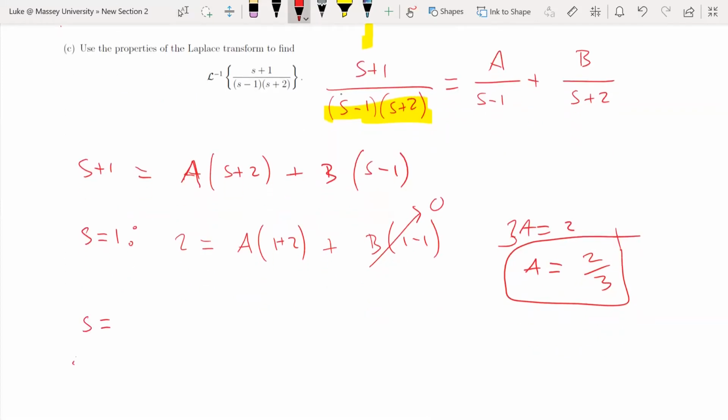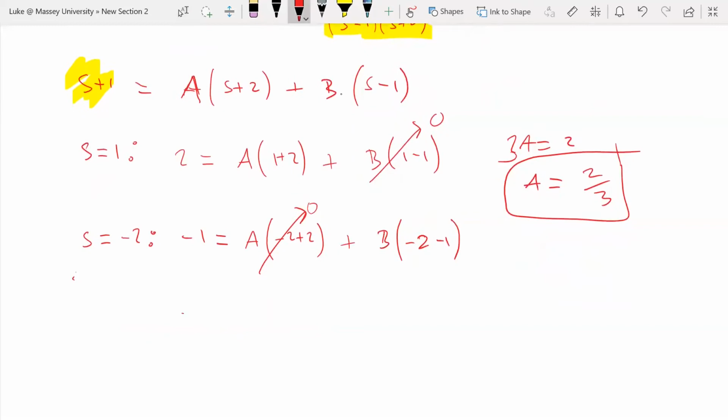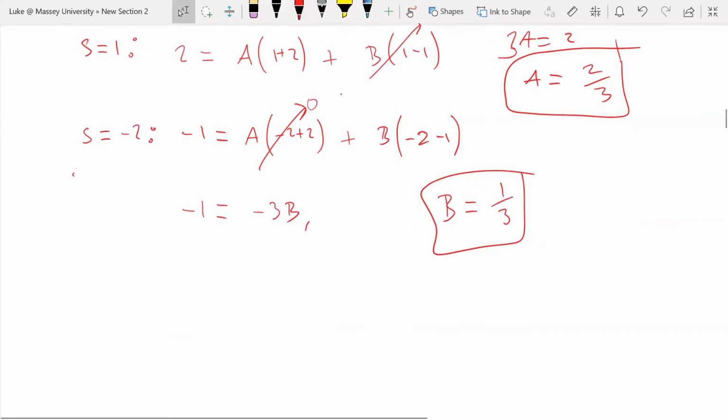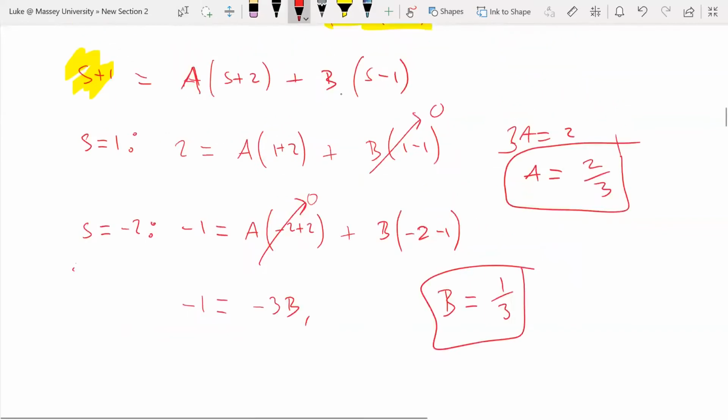Now we're going to use s is equal to -2. The left-hand side is -2 plus 1, which is -1. The A term cancels, right, because we get A times -2 plus 2, so this is 0. Plus B times -2 minus 1. So we end up with -1 equals -3B, or in other words, B is 1/3. So that allows me to rewrite my Laplace transform.